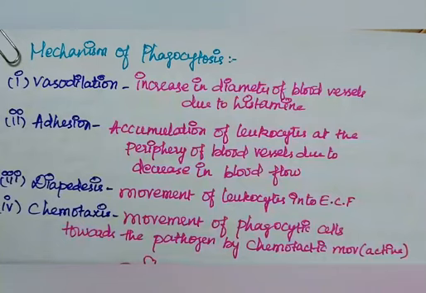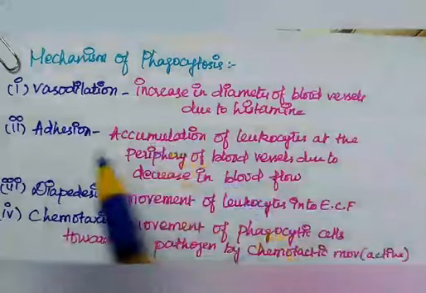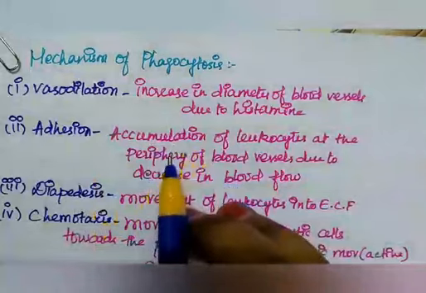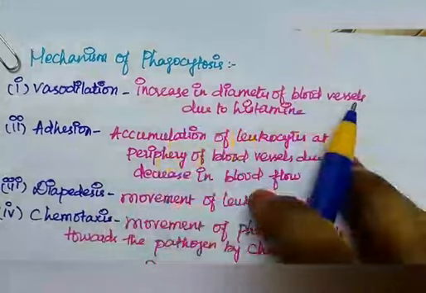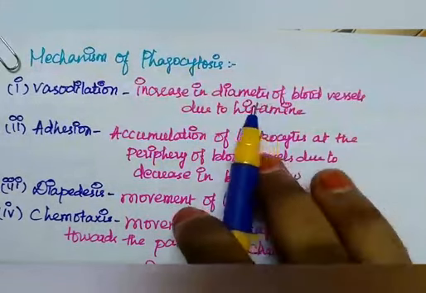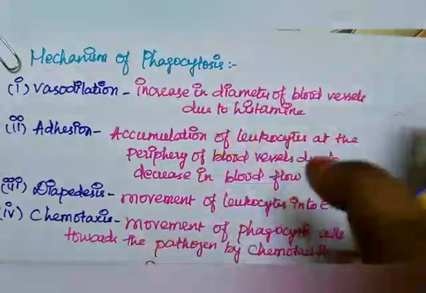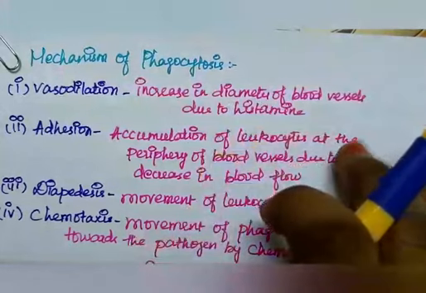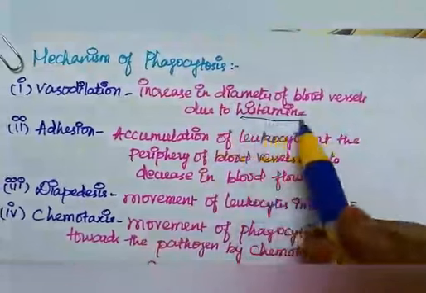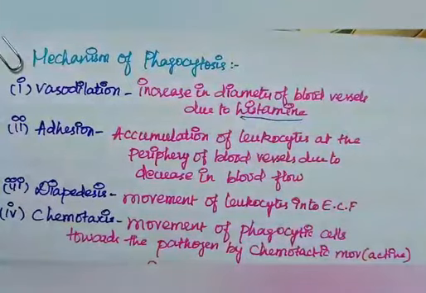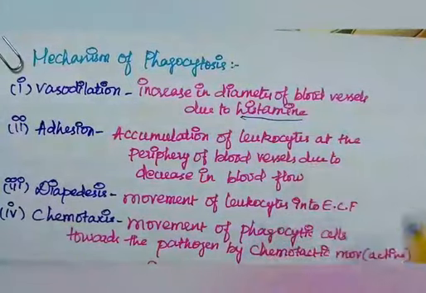Let's begin the mechanism of phagocytosis. First step is vasodilation. What is vasodilation? It is nothing but the dilation of blood vessel, an increase in the diameter of blood vessel due to the histamine. So the increase in diameter of blood vessels takes place with the action of histamine. Histamine is actually produced by the allergic response. We'll look at the mechanism of this histamine in a later video.